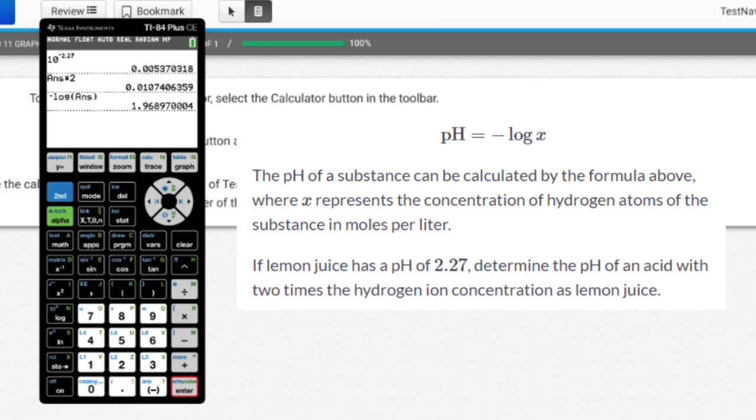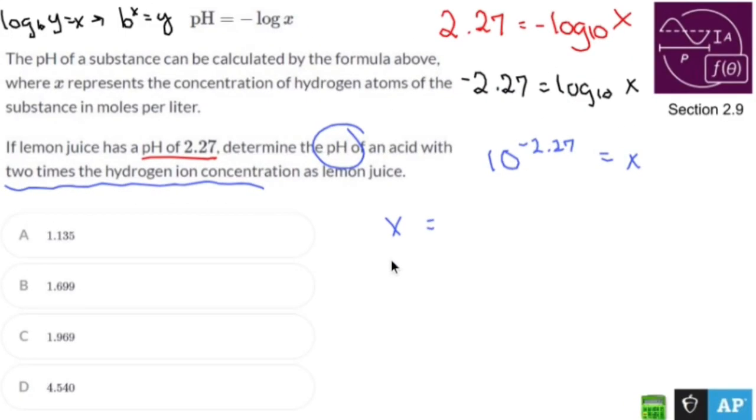So let me show you what that looks like back on the problem. In this case, x equals 0.00537, and so on. I took that and multiplied it by 2 to give me 2 times the hydrogen ion concentration. And that gave me the number 0.01074, and so on.